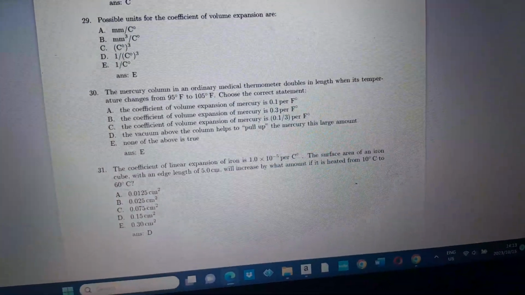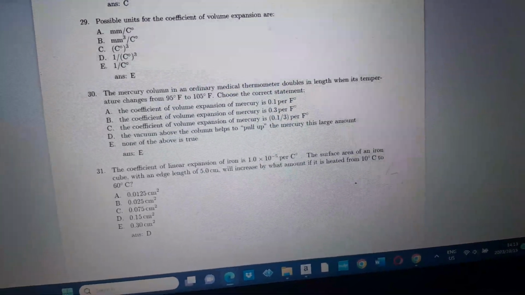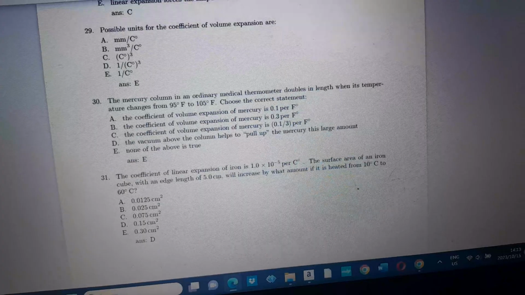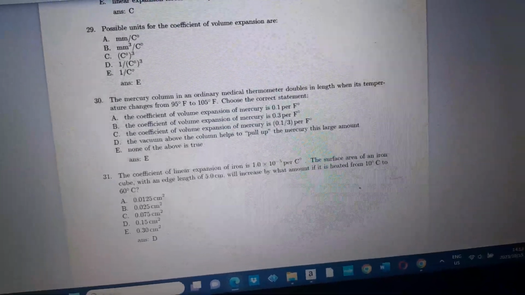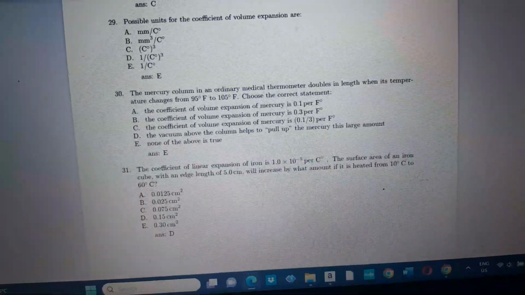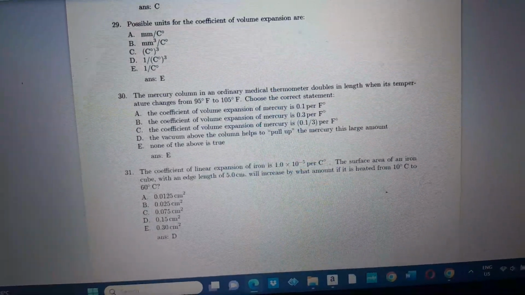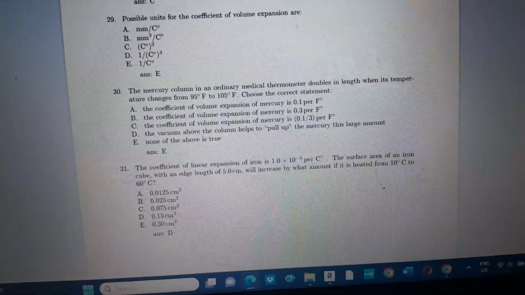The mercury column in an ordinary medical thermometer doubles in length when its temperature increases from 95 degrees to 105 degrees Fahrenheit. Choose the correct statement. None of the above is true.